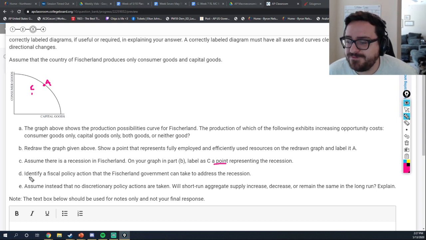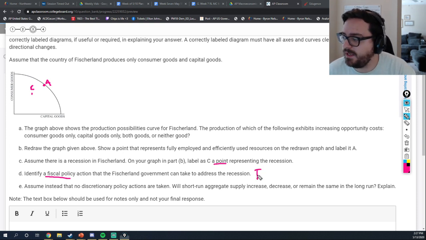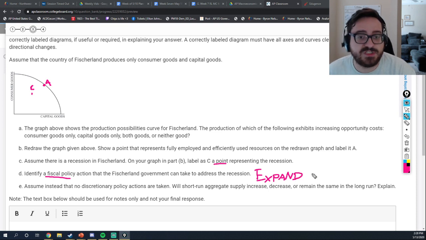Okay, D, identify a fiscal policy action that the Fisherland government can take to address the recession. Okay, well, we're in a recessionary gap. What fiscal policies should be appropriate? We know it needs to be expansionary. That's not the answer, that's the type. We need the economy to expand. So what are my expansionary fiscal policies?